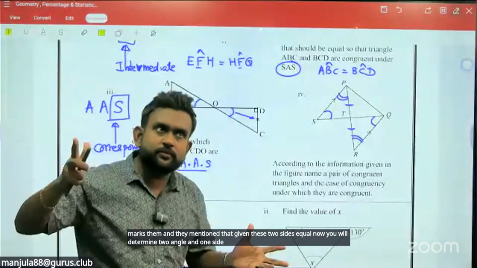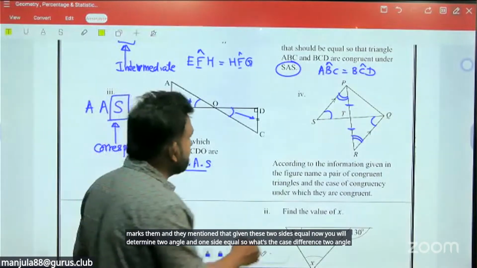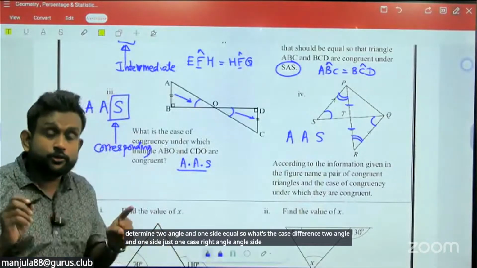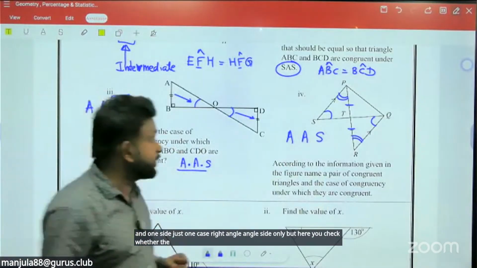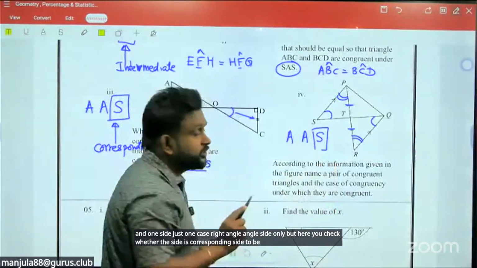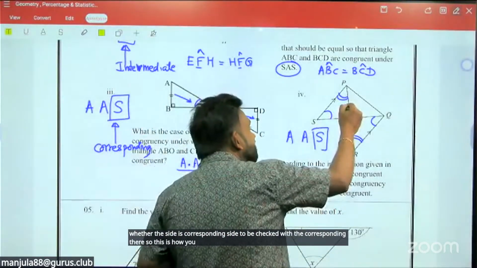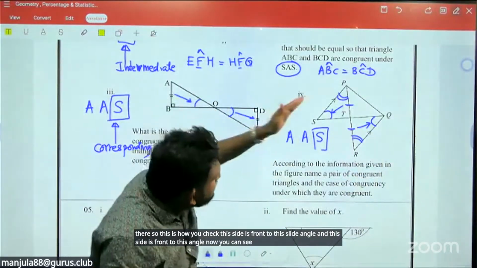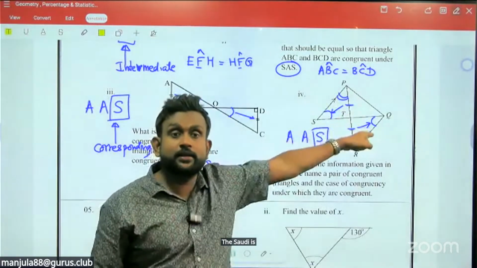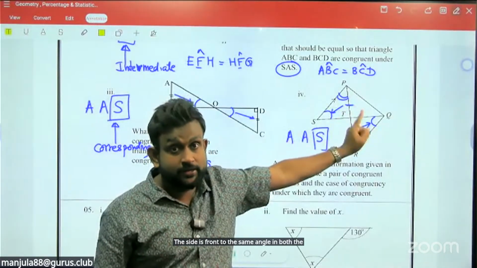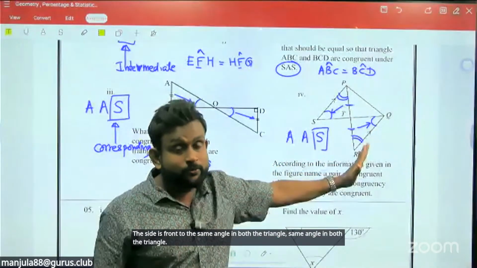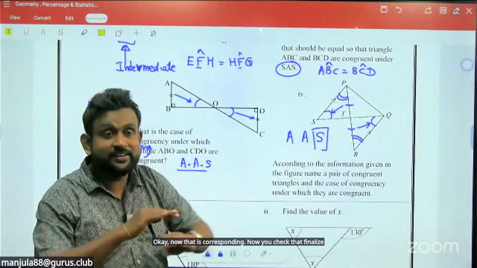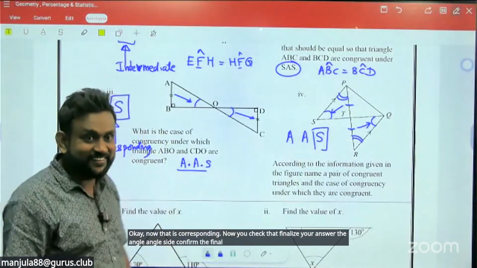So what's the case reference? Two angles and one side? Just one case, right: angle, angle, side only. But here you check whether the side is corresponding. The side must be checked for whether it is corresponding. So this is how you check. This side is in front of this angle and this side is in front of this angle. Now you can see the side is in front of the same angle in both triangles. Okay, now that is corresponding. First check that, finalize your answer, the angle side, and confirm the final answer.